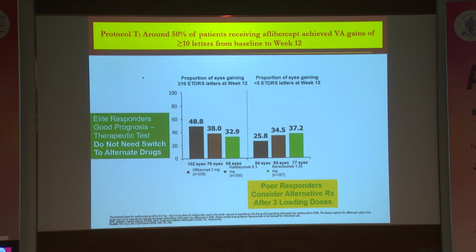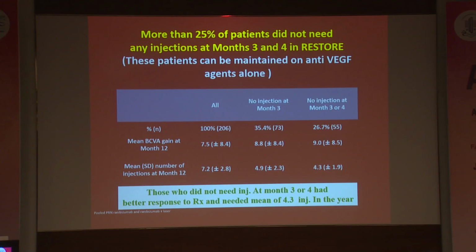Now, the important thing is that there is a group of patients, which is around 50% of the total, who with aflibercept 3 injections will improve by more than 10 letters. This is an elite group. This group of patients can be maintained on aflibercept with great results. There is another 25% of patients, which you see over here, which does not respond well to even aflibercept. This is the patient where you may consider steroids as an alternative.